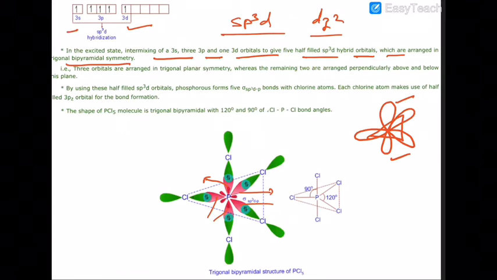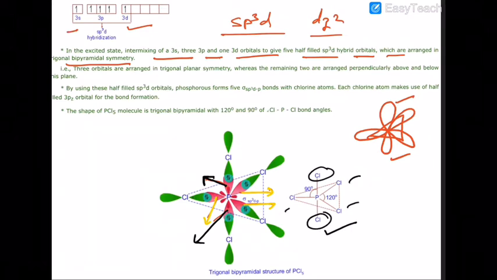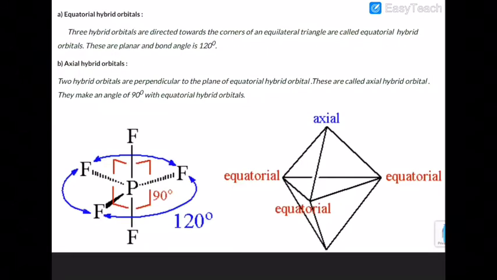So five hybrid lobes. Look at that, I will show you by colors. This yellow color indicates the equatorial bonds, while the black color arrow will indicate the axial bond formations. So these are axial bonds, and these are equatorial bonds. Are you sure about that? Very much sure.